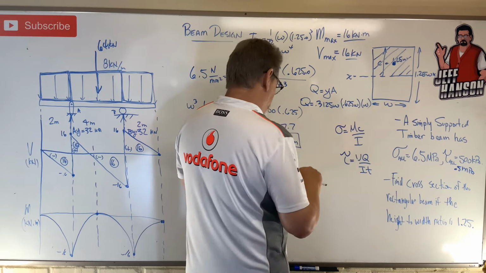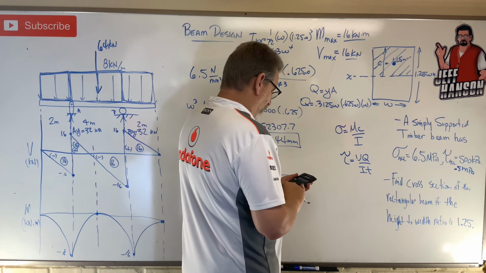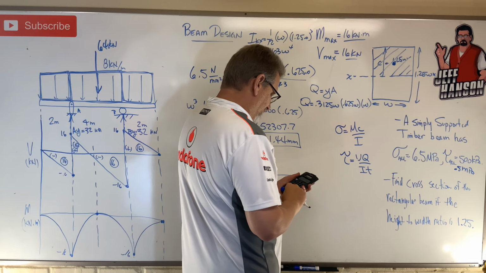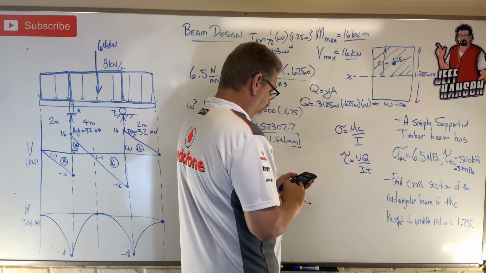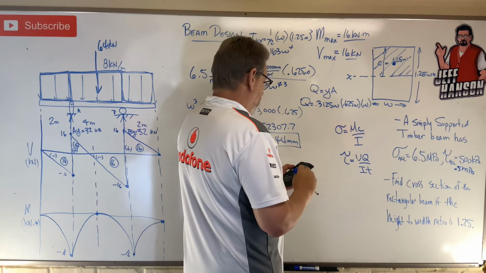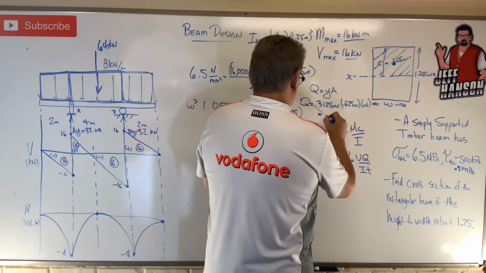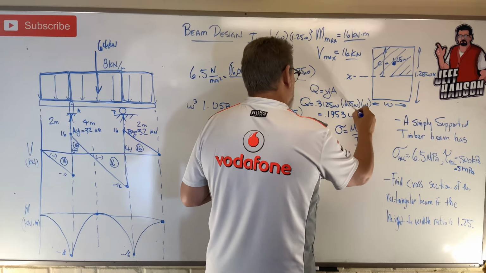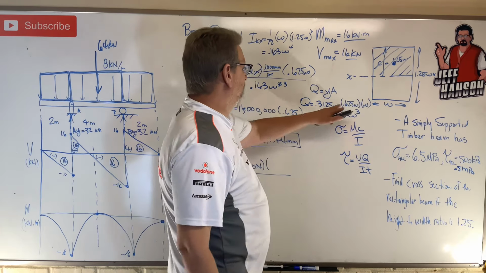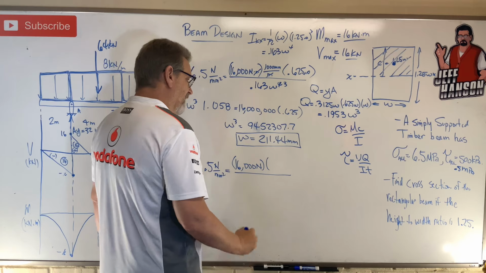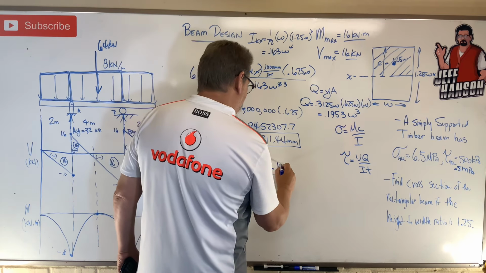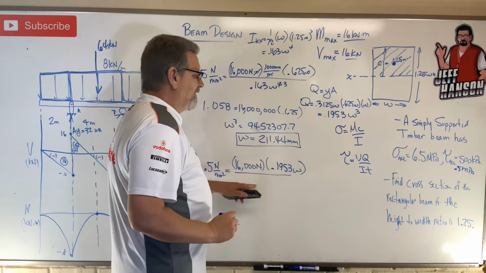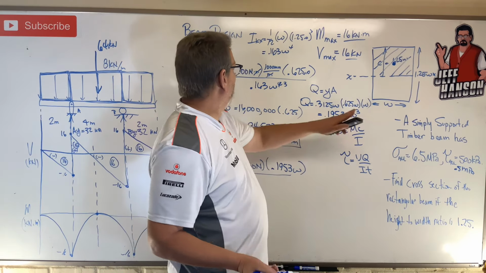Let's work this problem here. Okay, so I got 0.625 times answer equals. Okay, here's what I got: 0.1953W cubed, right? So that goes right here, 0.1953W, okay? Divided by I, well, oh, we already got that, don't we?